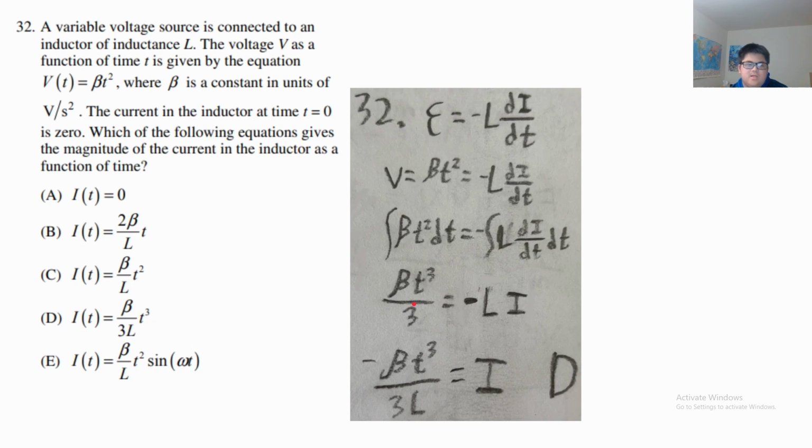If you're not too familiar with calculus, the integral of t squared dt is equal to t cubed over 3, and then you multiply by beta, which is a constant. Then you divide both sides by L, the inductance, and you get beta t cubed over 3L is equal to I, which is the current. You get rid of the negative sign. Anyway, therefore the answer is D. So the answer to question 32 is D.